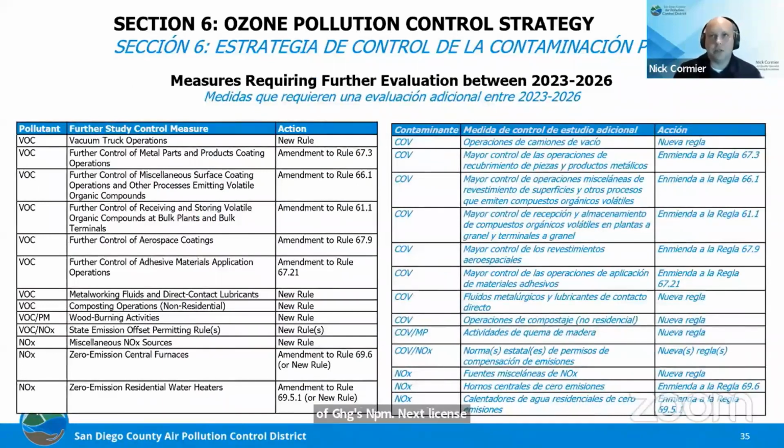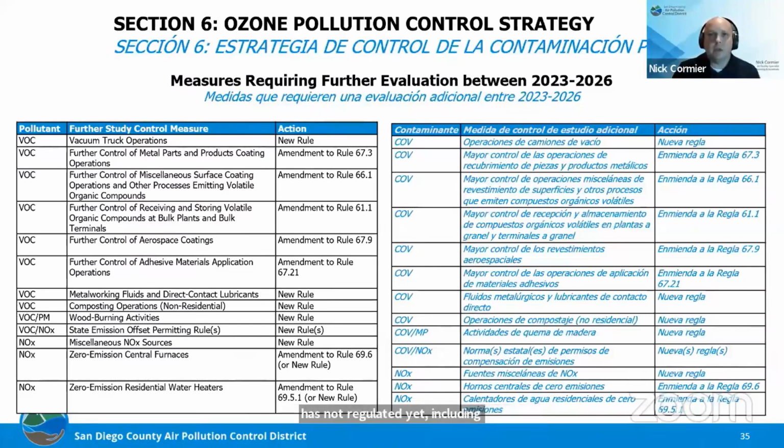APCD also looked at additional measures that are not yet ready to schedule as proposed measures and require further analysis over the next 3 years. These possible measures require more time to assess and are not likely to be scheduled for possible adoption until the next RACS update is completed. These measures include further controlling categories we already regulate, such as metal parts, bulk plants and terminals, aerospace coatings, and adhesives. It also includes several new categories the district has not regulated yet, including metalworking fluids and miscellaneous small sources of NOx.